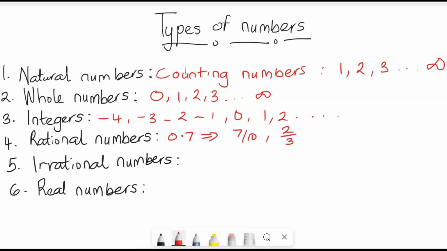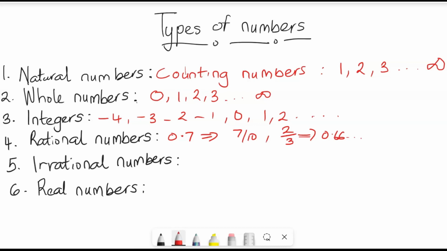It is a rational number because it consists of a whole number over a whole number. It can be written as a fraction. Even though its own decimal form is written as 0.6666 recurring, it's still a rational number. So any number whatsoever, so long as it can be written as a fraction, it is a rational number.